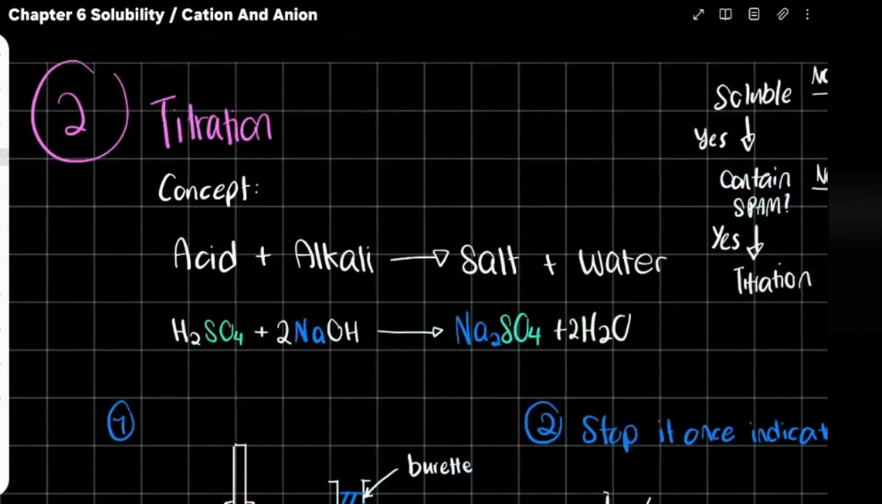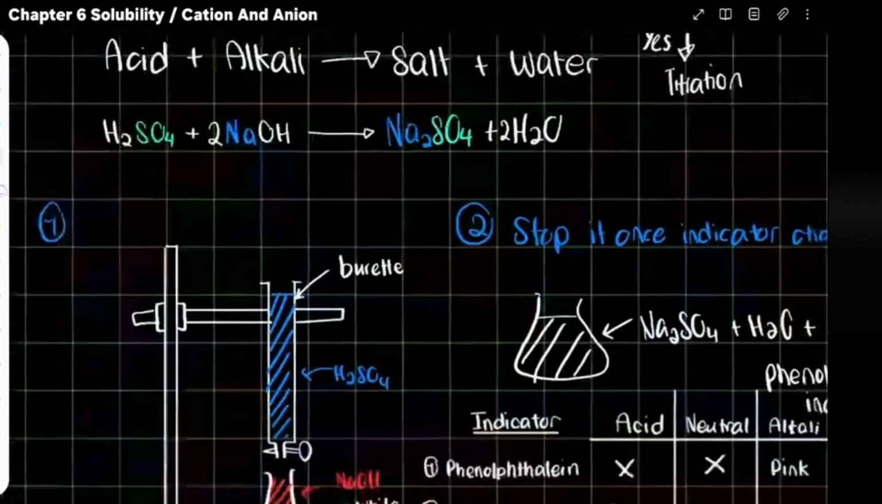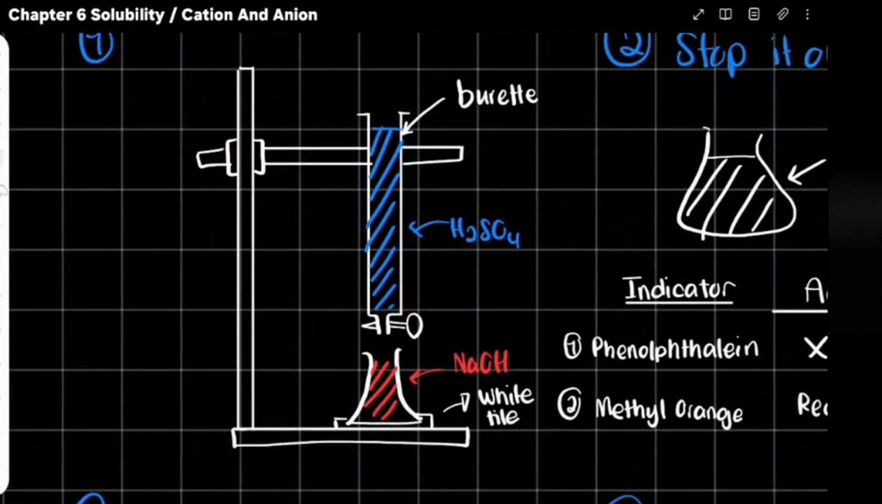So titration, as we already know from our last session, is neutralization. Okay, you are trying to neutralize something. So the formula is this one, the one that you already know, right? So you have to use this formula. And for titration, you have to set up this equipment. You have to set up a burette and also a conical flask at the bottom. You put the acid here, not the alkali. Do not put the alkali there. You have to put the acid here, and you put the alkali here.